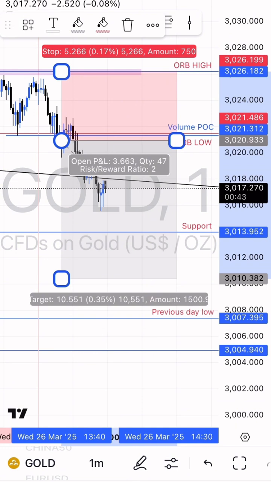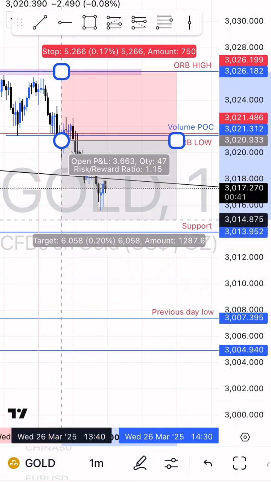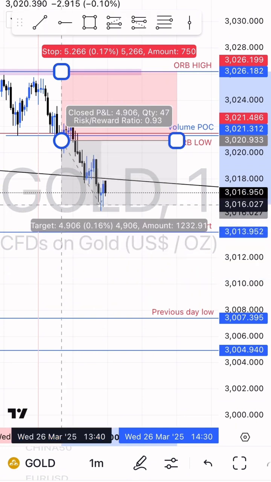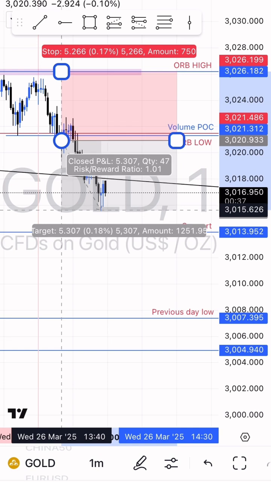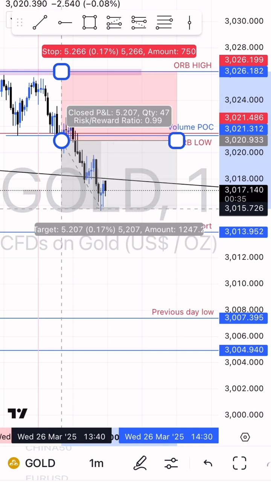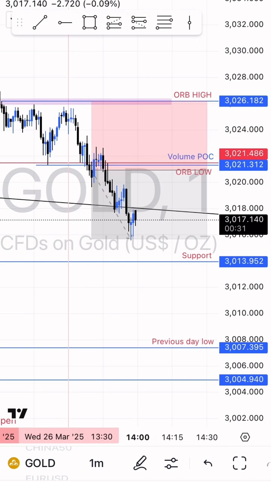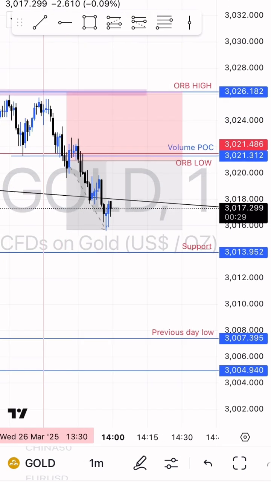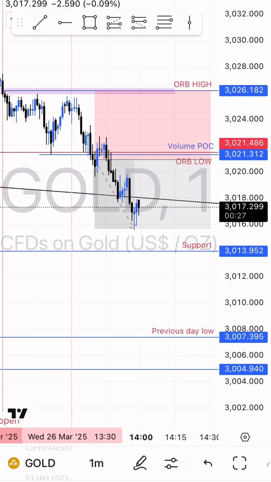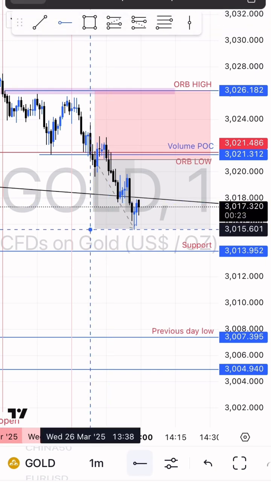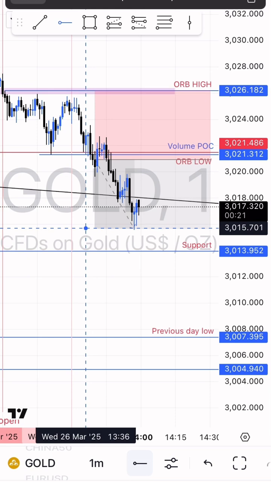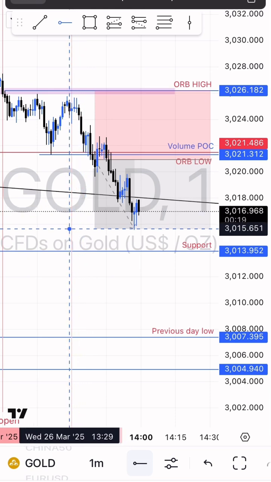So now I think we are already on 1:1. Yeah, we actually hit 1:1, as you can see right there. Yeah, so it's good. Whatever you are risking, you got it back as of this point. If you're risking $100 on this trade, you're actually in like $100 profit already. So whatever you are risking, you've got it back.